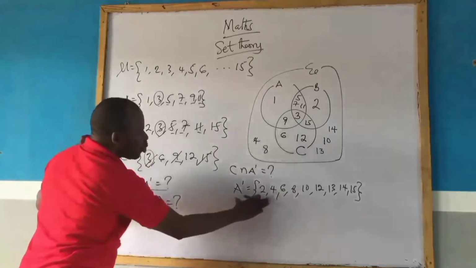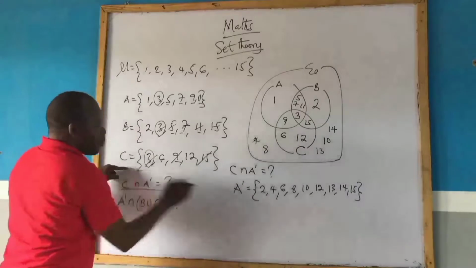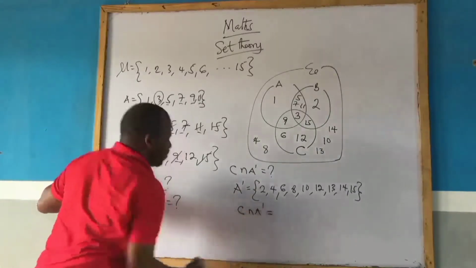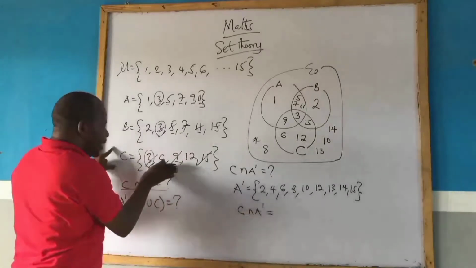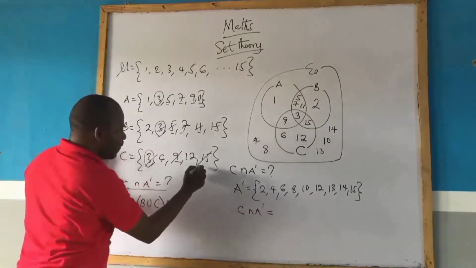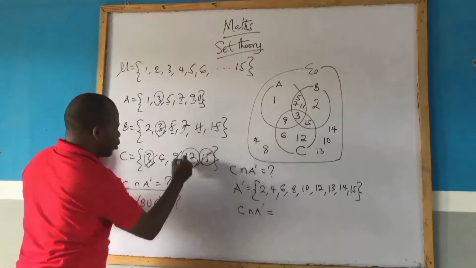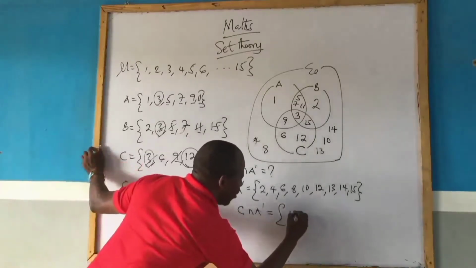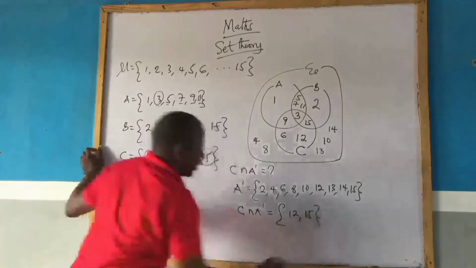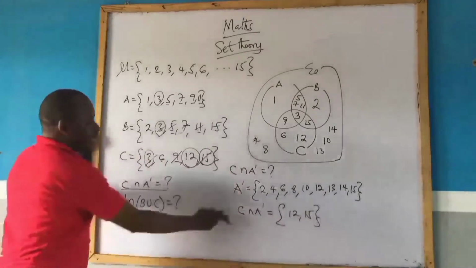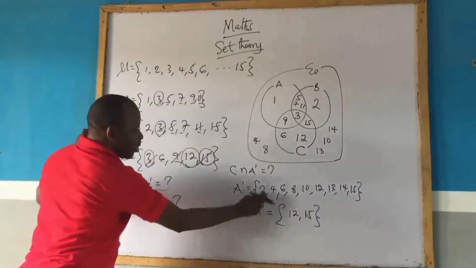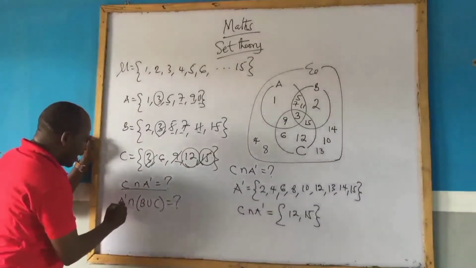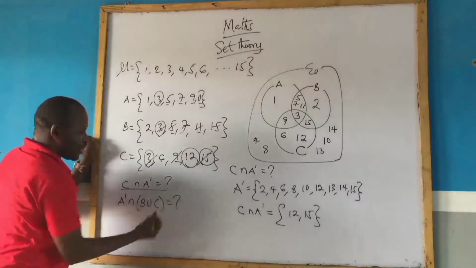Now, the intersection between this and C will be the answer to the question. So we have C intersection A complement becomes, what is common between this and this now? We have 15, we have 12, that is all. So you have 12 and you have 15. That is the answer to what? C intersection A complement. Now, another question says we should find A intersection B union C.